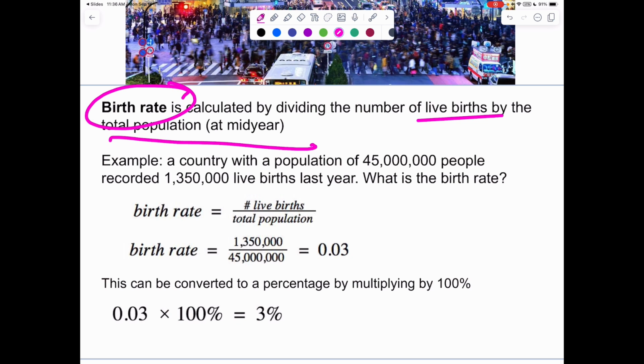So nice and simple. Live births divided by total population is going to give us a percentage or decimal number. We then need to multiply this by 100 to get our percentage. Most of the time, very important, most of the time we are working in percentages, not decimals.